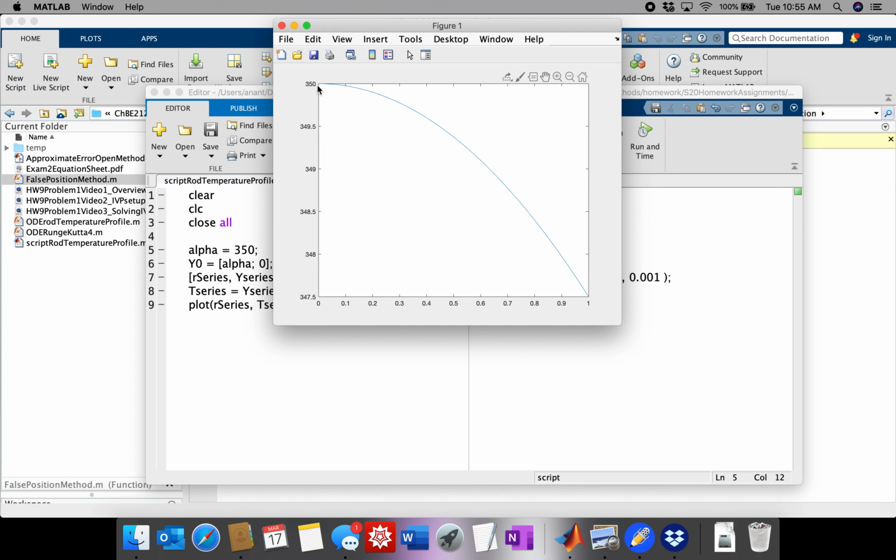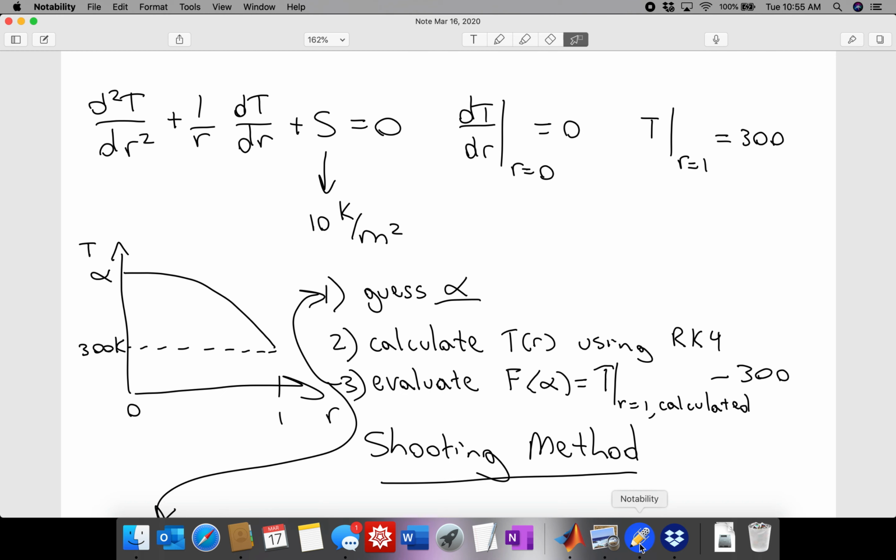I've written a script to calculate a temperature profile inside the rod. The x-axis here is r equals 0 to 1, and this y-axis is temperature. We had to guess the temperature at the middle at 350 degrees in order to calculate a temperature profile, but that temperature profile gives us a temperature at r equals 1 that is actually too high. We need to satisfy this boundary condition. We need that temperature at r equals 1 to be 300.